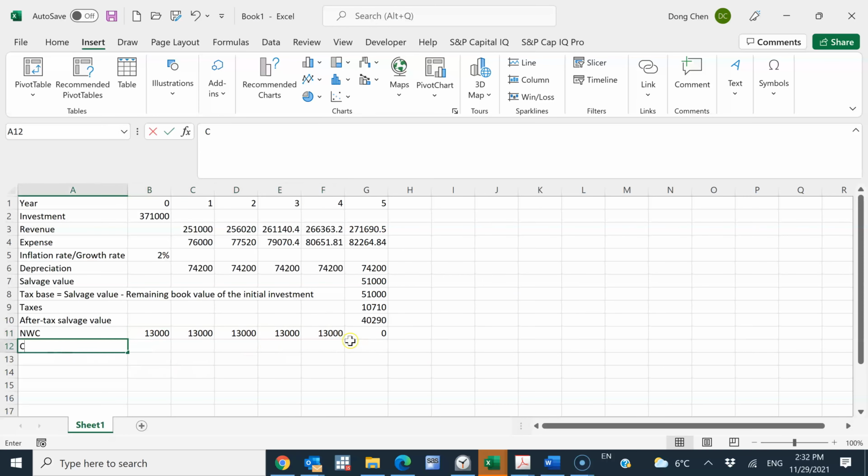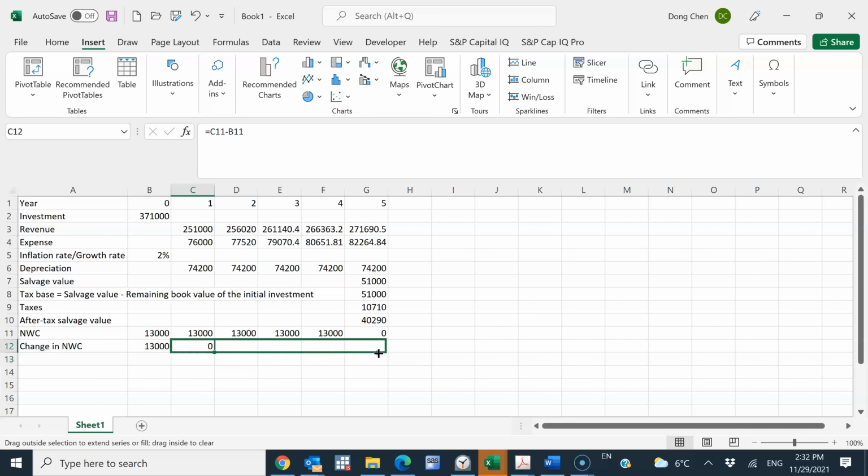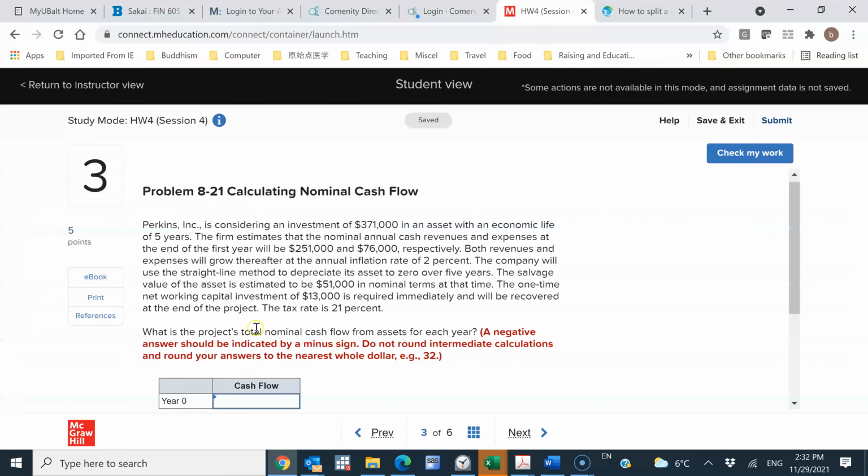So from that, we can calculate the incremental NWC, which is what we need in order to estimate the free cash flow. For the starting year, there's no prior year, so the change in NWC is the same as the level. But starting from year 1, it's going to be that particular year's level of the NWC minus the previous year's NWC. So then I can extend this to all other years, and now I have the change in NWC for all these years.